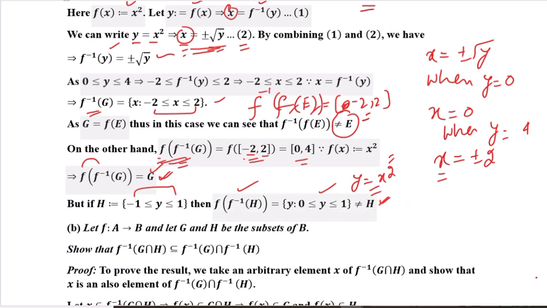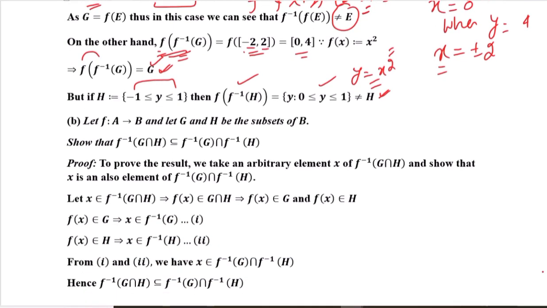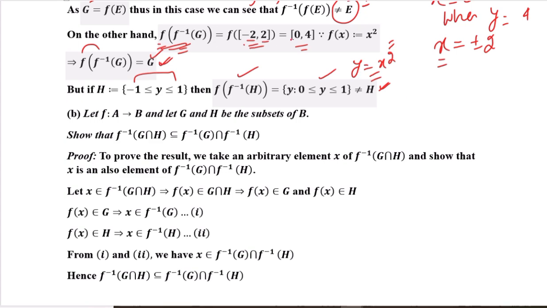Now let us discuss the second part of this example. This is also very interesting. The second part says, let f be a function from A to B and let G and H be subsets of B here. We need to show that when we apply f inverse over the set G intersection H, here again you can notice that this is not a numerical value, not a real value, this is a set. So f inverse of G intersection H is a subset of f inverse G intersection f inverse H.